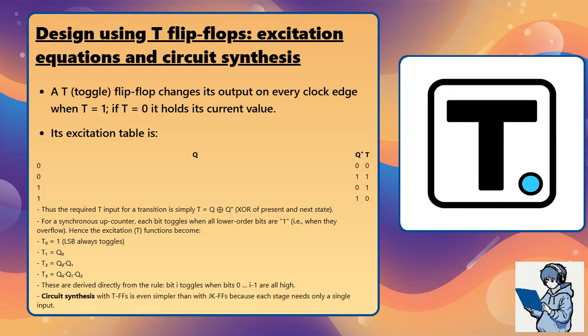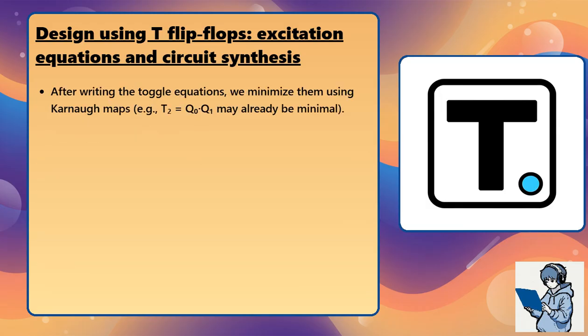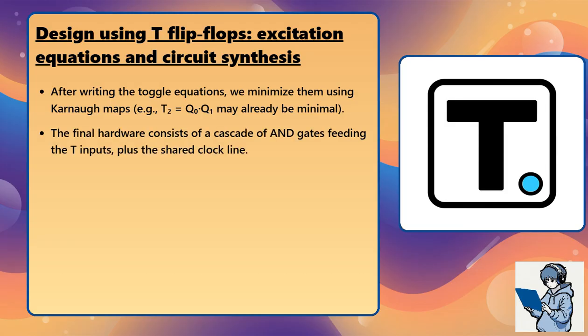Circuit synthesis with T flip-flops is even simpler than with JK flip-flops because each stage needs only a single input. After writing the toggle equations, we minimize them using Karnaugh maps. For example, T sub 2 equals Q sub 0 and Q sub 1 may already be minimal. The final hardware consists of a cascade of AND gates feeding the T inputs, plus the shared clock line.